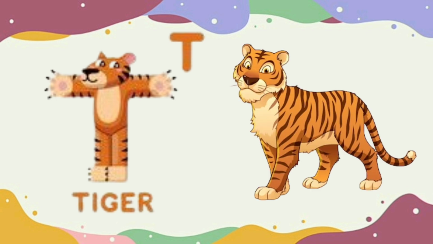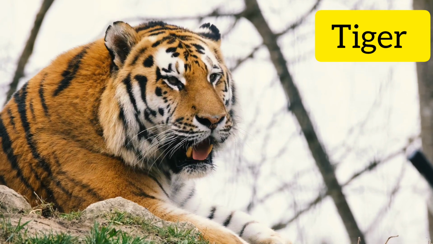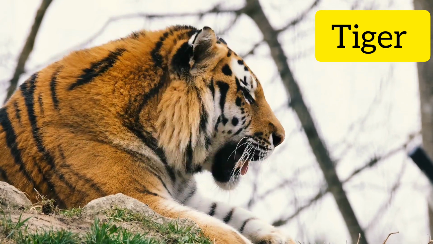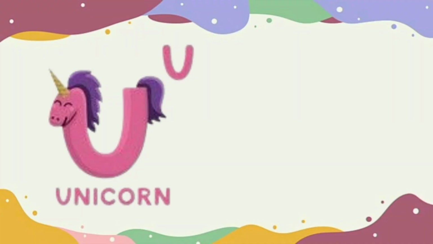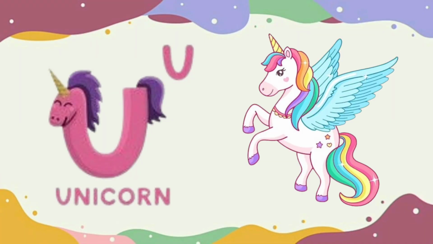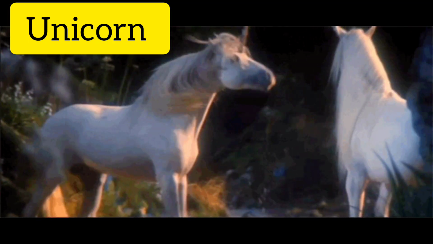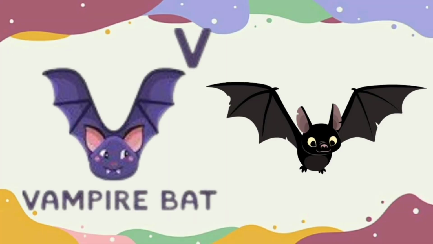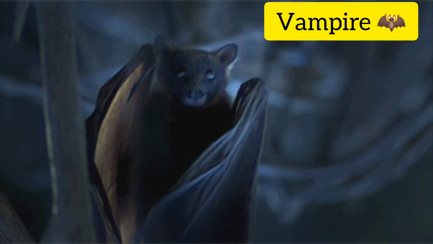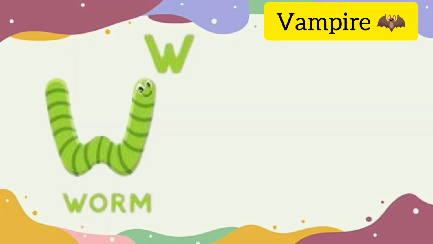T for tiger. T, t, tiger. U for unicorn. V for vampire bat.